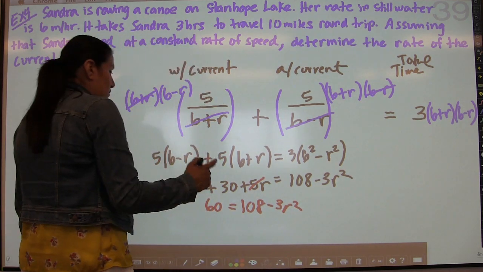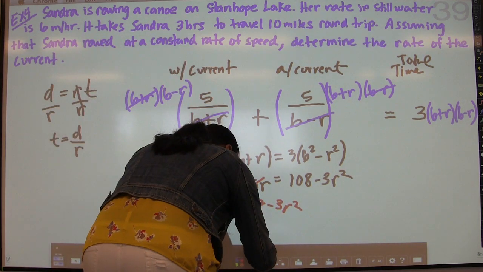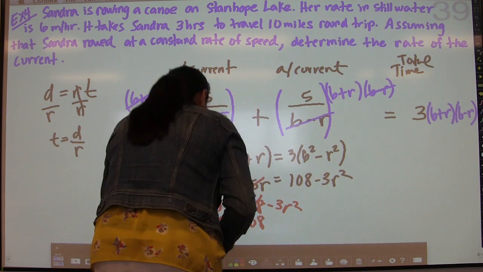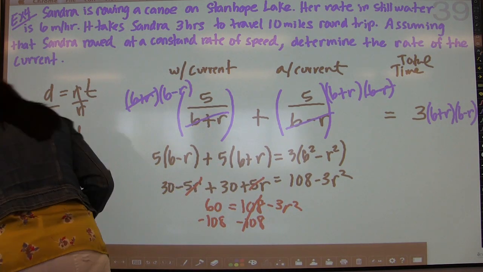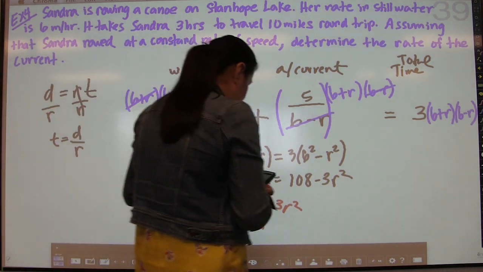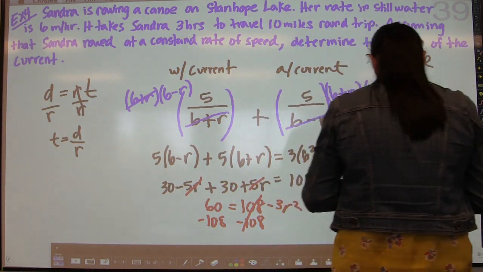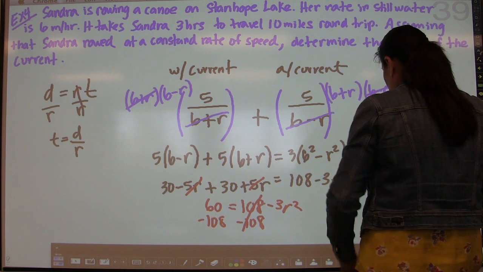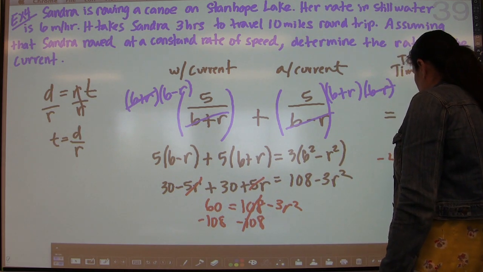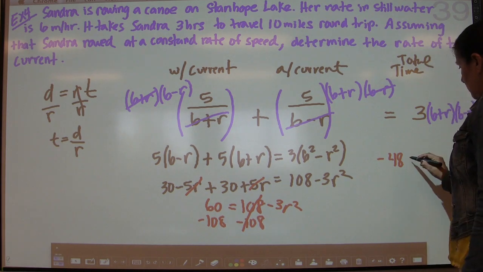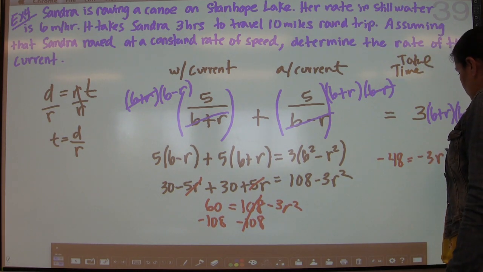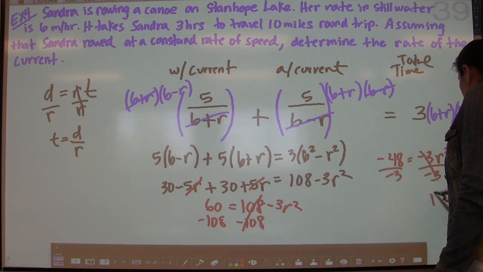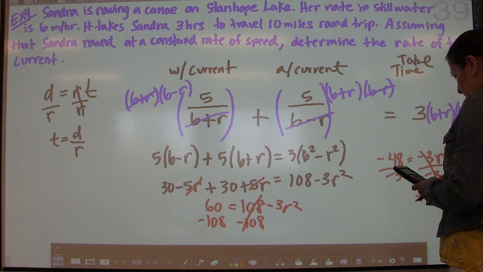So at this point, we want to subtract the 108 to the other side. I'm starting to write a little lopsided here. Let me see if I can squat down here a little bit. And 60 minus 108 is going to give us negative 48 on that side, equals negative 3r squared, divided by negative 3 on both sides. So r squared should equal 16.